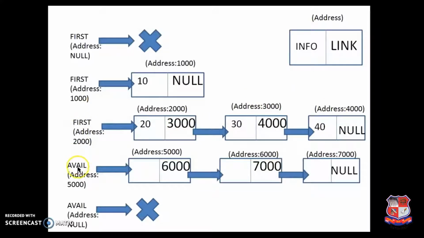Another thing is the avail list. So avail is a availability list. So it's a pool of free nodes, or you can say a buffer of free nodes that is used to acquire a new node whenever a new node is to be inserted in this first. So if I want to do an insert operation, I have to put a new node, suppose at the starting or in between or at the end. So that new node I could obtain from this availability list.